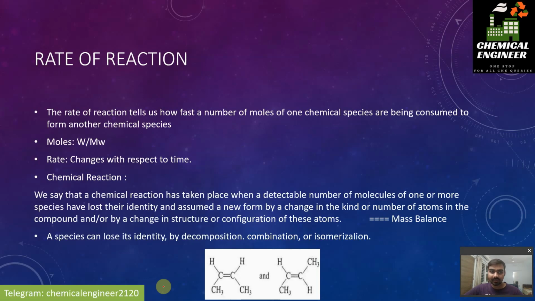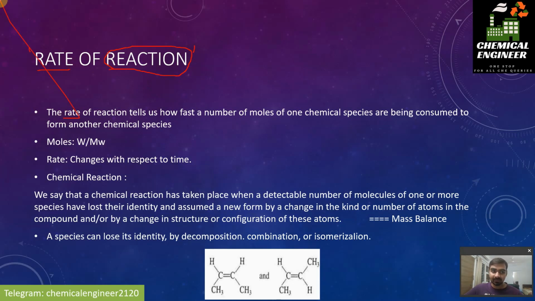Okay, so let's start. The first topic of chemical reaction engineering is rate of reaction. I advise all of you to please note down everything that is written on my slide. That will help you, of course. So for simplifying it, let's divide the definition into two terms, rate and reaction.